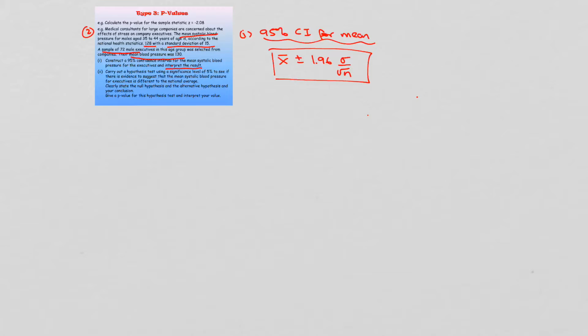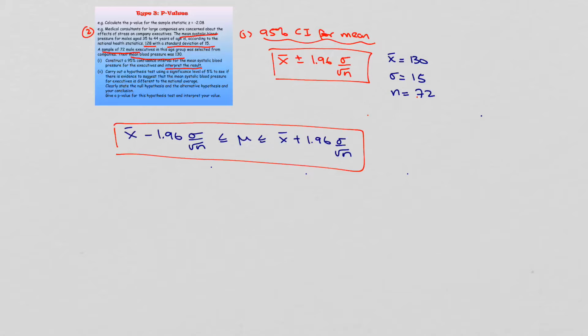So if we write down our values, our sample mean is 130. Our standard deviation, we're told, is 15. And our sample size we're told is 72. So if I expand out that formula, we have our sample mean minus 1.96 times sigma over root n, less than or equal to our mean, less than or equal to our sample mean plus 1.96 sigma over root n.